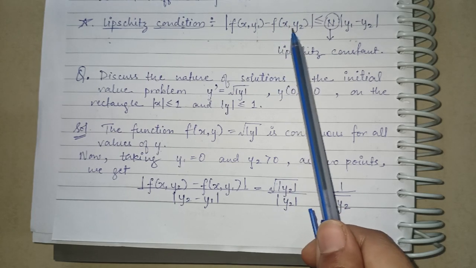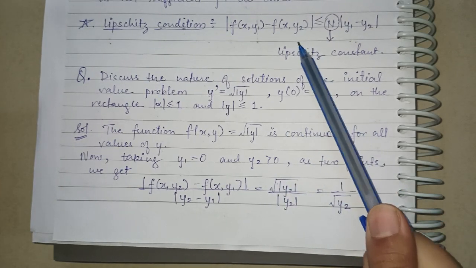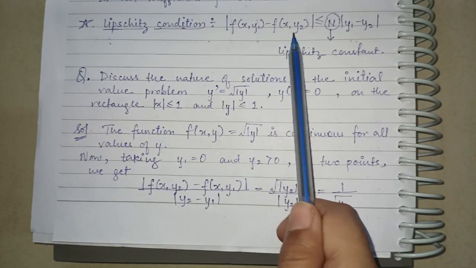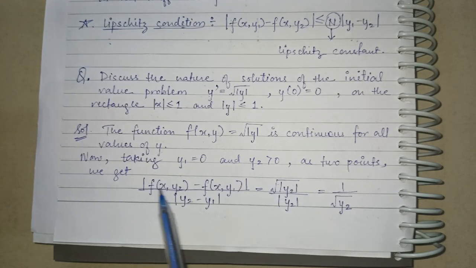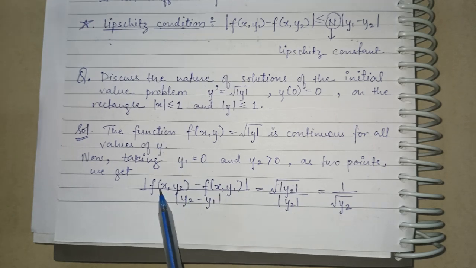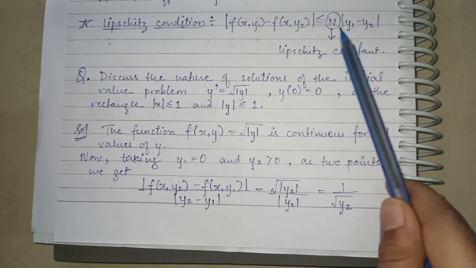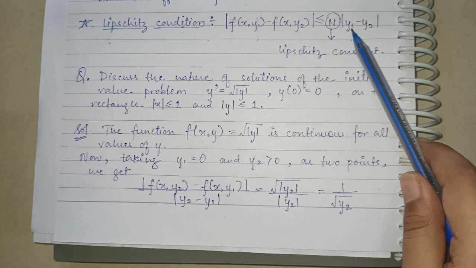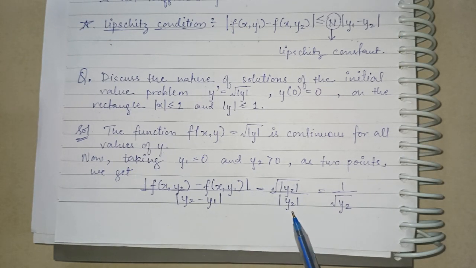Now minus f(x,y2). y2 is greater than 0, so we are using y2 in its place, assuming it is greater than 0. So f(x,y2) will be equal to under root mod of y2. Because f(x,y1) is 0 and f(x,y2) is root mod y2, root mod y2 minus 0 becomes root mod y2. Now the right hand side, mod y1 minus y2. You know that y1 is 0, so 0 minus y2 becomes y2 in magnitude.